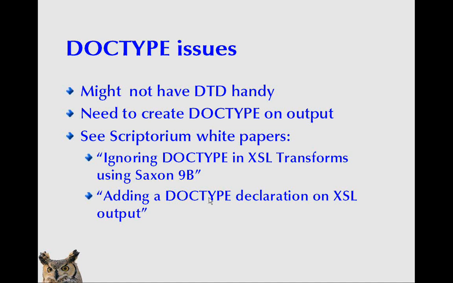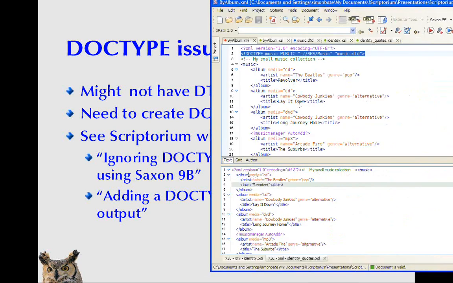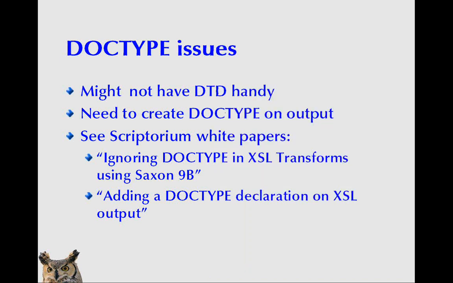There's also a white paper on how to add the DOCTYPE declaration back in on your output XSL, because as you saw, when we ran this transform, we didn't get a new DOCTYPE here, so we'd actually have to recreate that to put that back in.